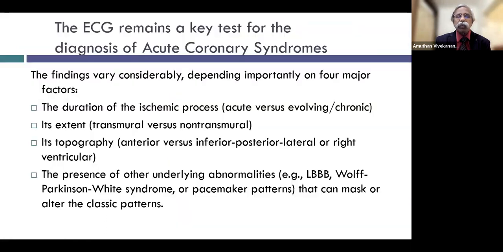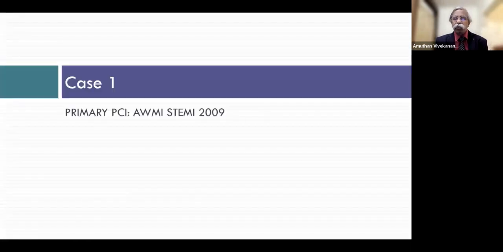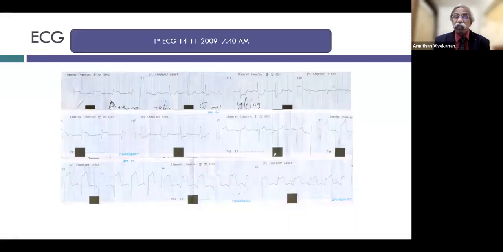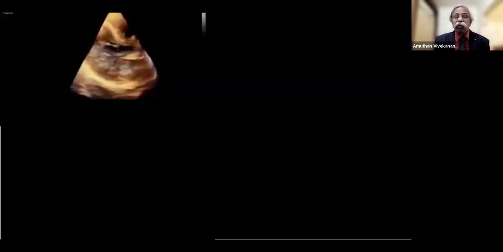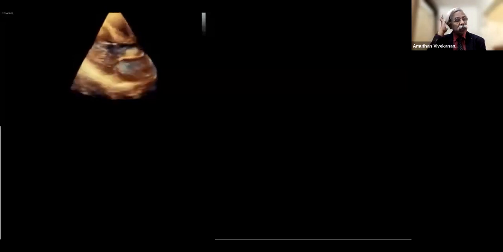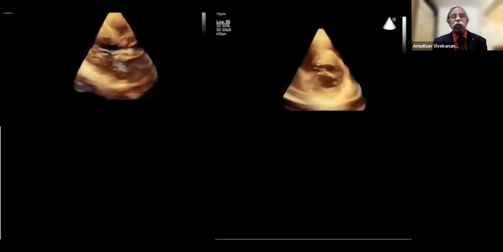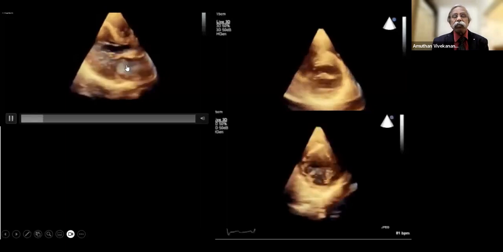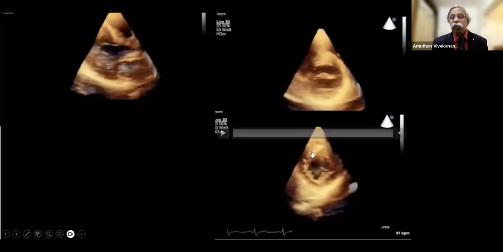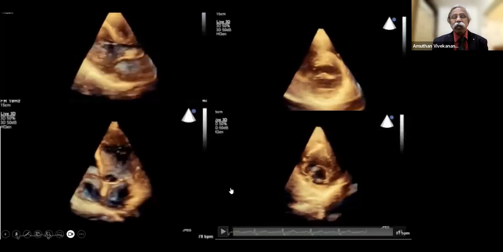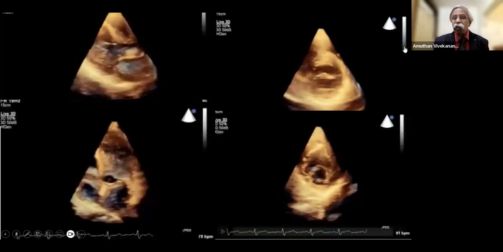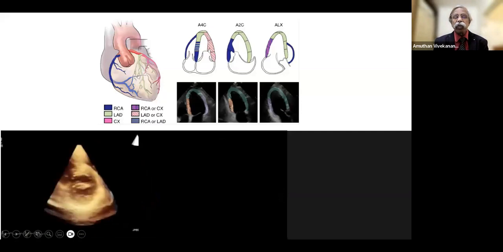Now coming to these findings, we will go case by case, with case examples, and then discuss this. This was in 2009 when I was in DRH as HOD. You can see here the ECG of acute myocardial infarction, and this is the echocardiography done at that time. This is the 3D echocardiography. It's a classical long axis view. It's a short axis view, basal, mid-LV level, and this is the apical four chamber, the classical four views which you see here.